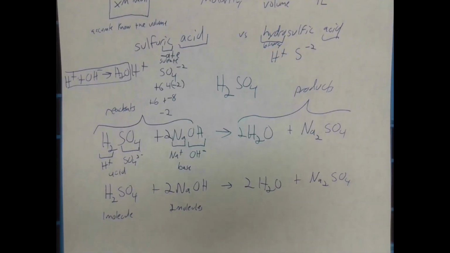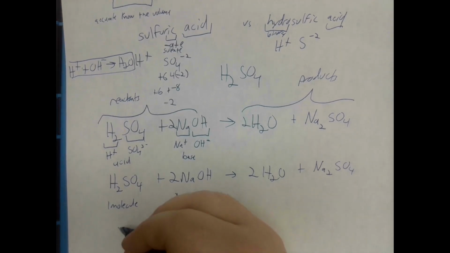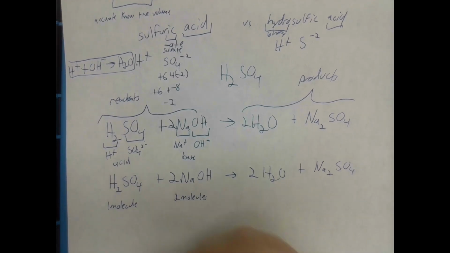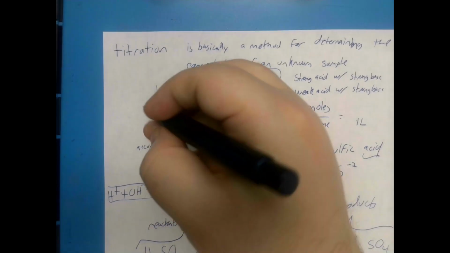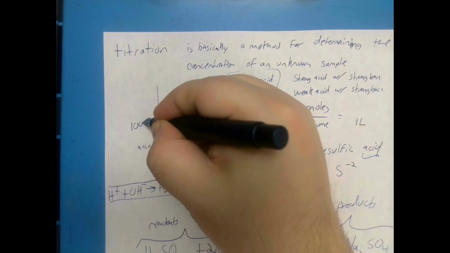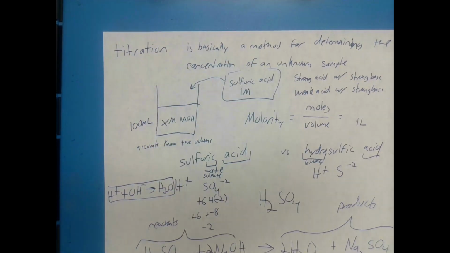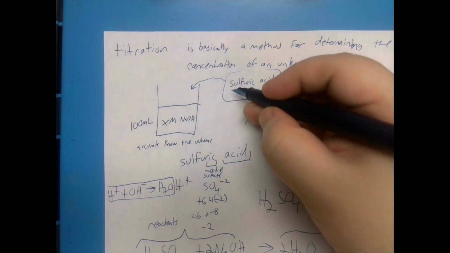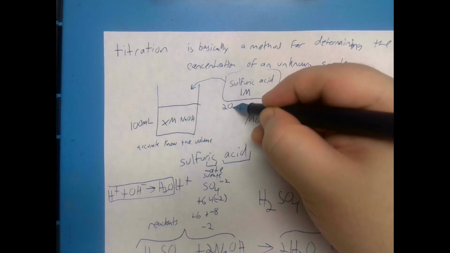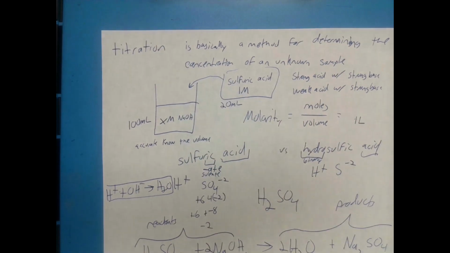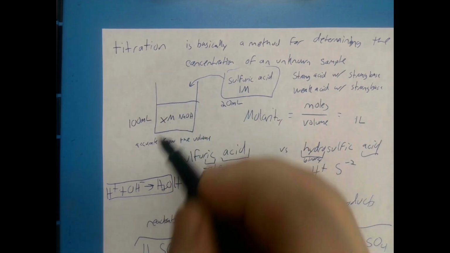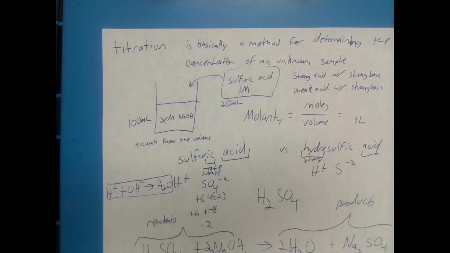So let's suppose we did this. Let's say that we started out with 100 milliliters of NaOH, and we put into it 20 milliliters of 1 molar sulfuric acid. What would the concentration of this be?